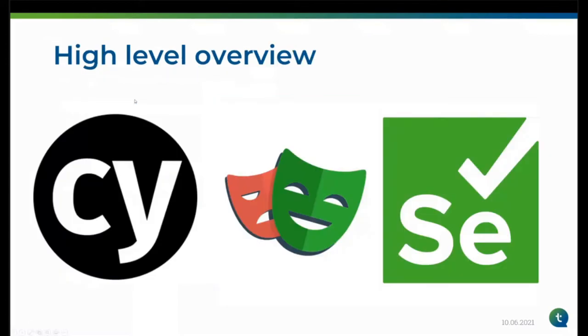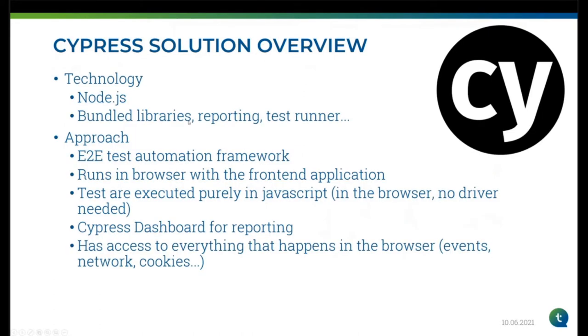And now let's start with a high-level overview of the frameworks. The first one is Cypress, and that's for Kryštof. Cypress runs on Node.js, on JavaScript, and it's basically a mature framework. It has everything you would expect of a test automation framework. It runs in the browser, together with the front-end application in one loop, which means it has access to the application and to everything that happens in the browser.